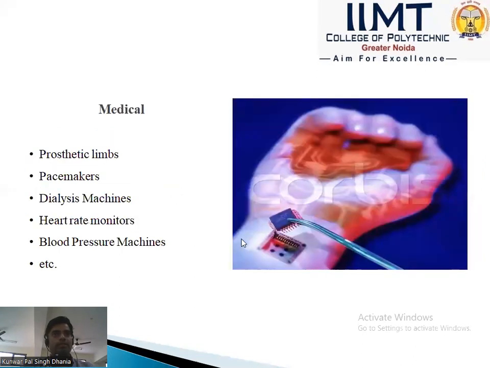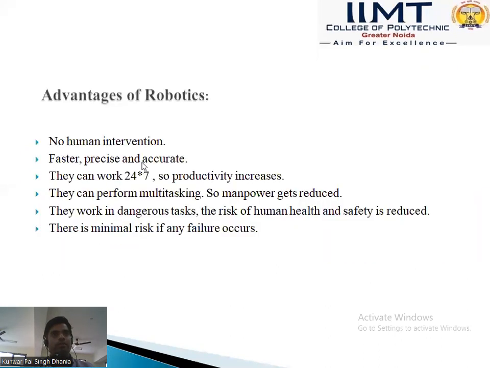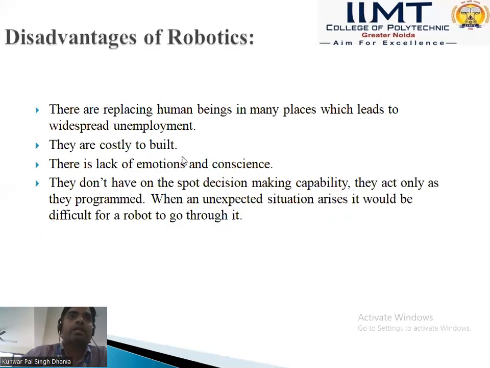In the medical field: prosthetic limbs, pacemakers, dialysis, heart monitors, blood pressure machines. These are all accessed through the medical field. Advantages: no human intervention, faster, precise and accurate. They can work throughout the day, 24/7, so productivity increases. They can perform multitasking, so manpower gets reduced. They work in dangerous tasks, reducing the risk to human health.